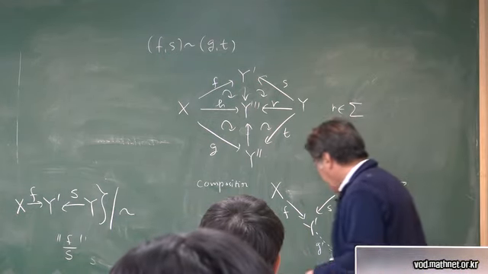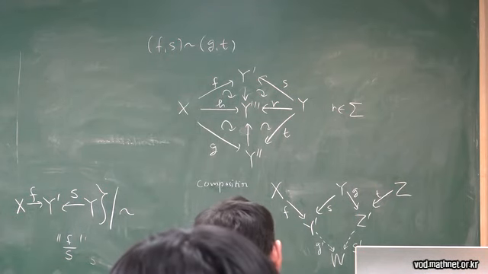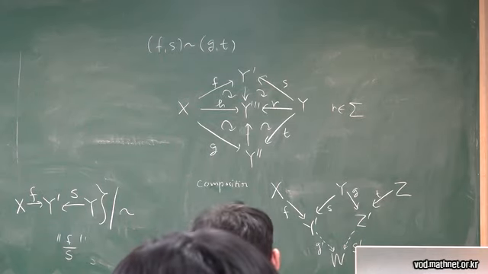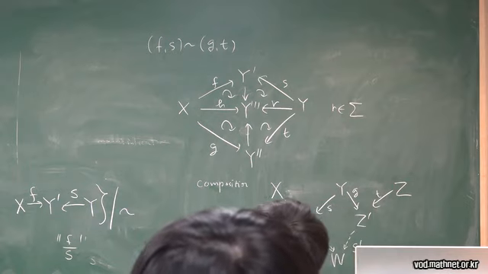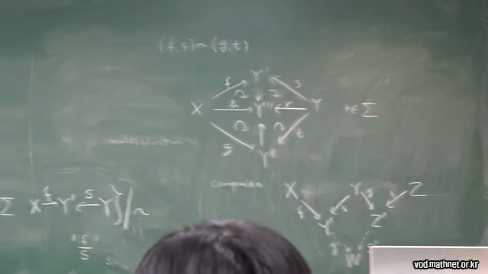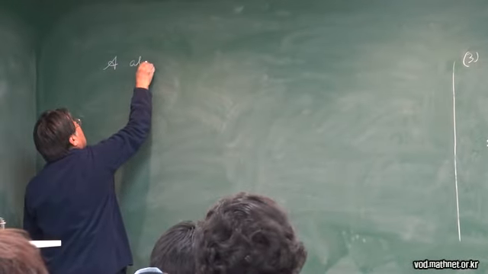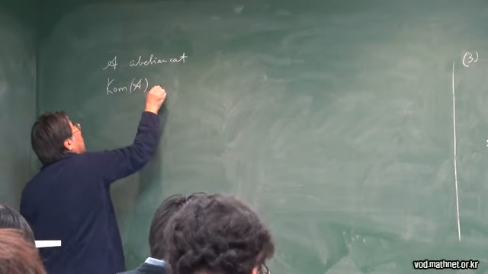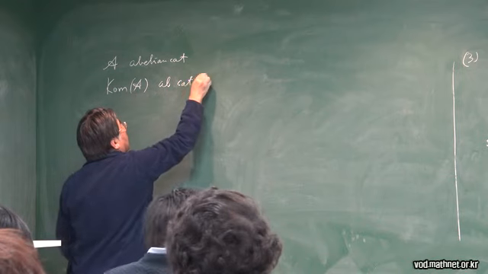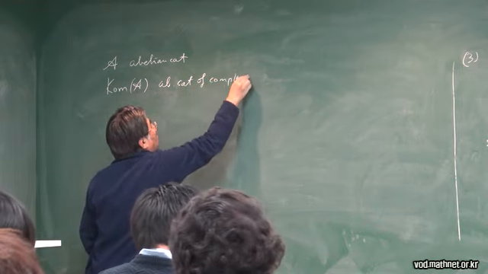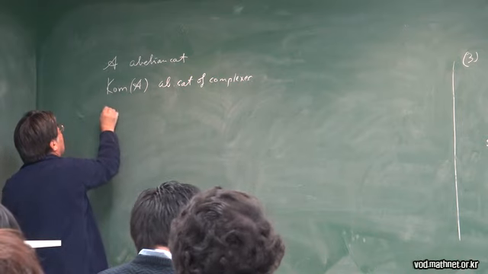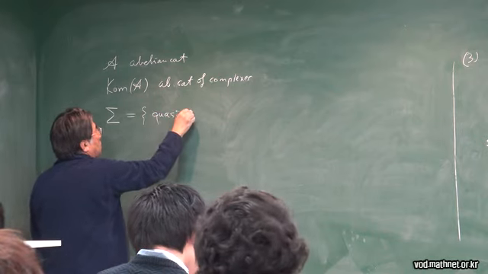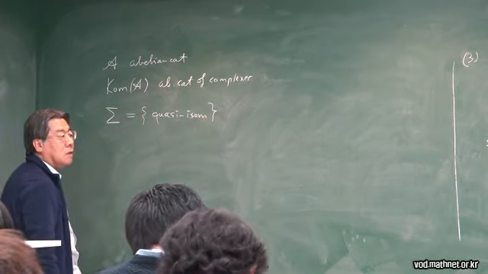Now in the case of the derived category, what is the localizing multiplicative system? So now A is an Abelian category, and Com A is the Abelian category of complexes. And from this, I take sigma to be the quasi-isomorphisms. So what is a quasi-isomorphism?